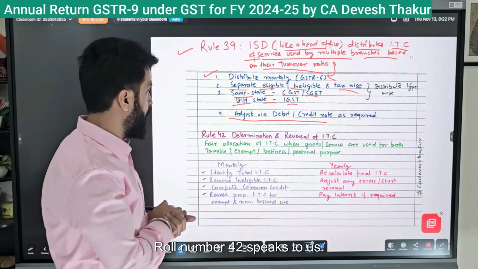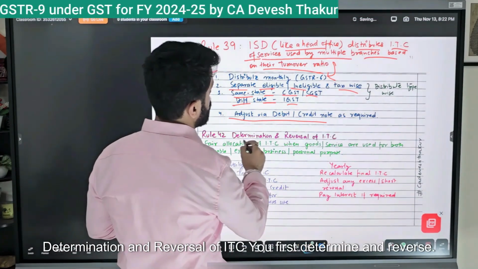Rule 42 speaks to us about the determination and reversal of ITC.